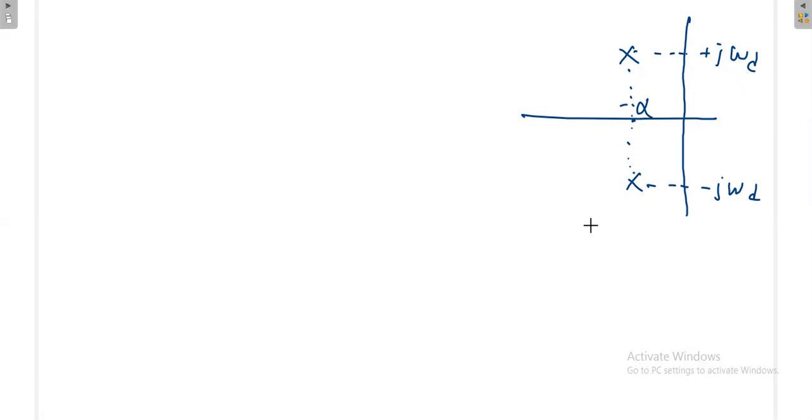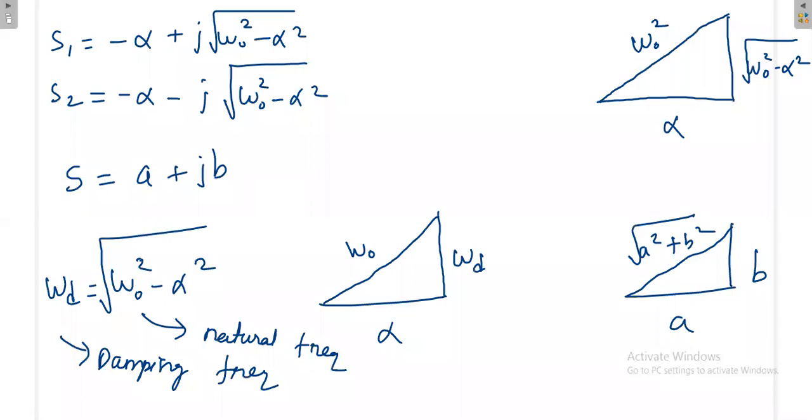Now, what is the natural frequency of oscillation? What is the damped frequency of oscillation? Why is the damping there?